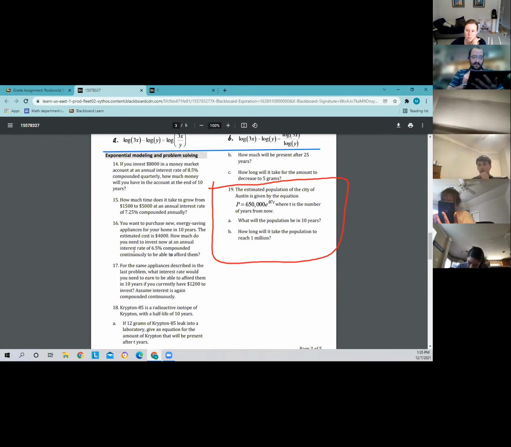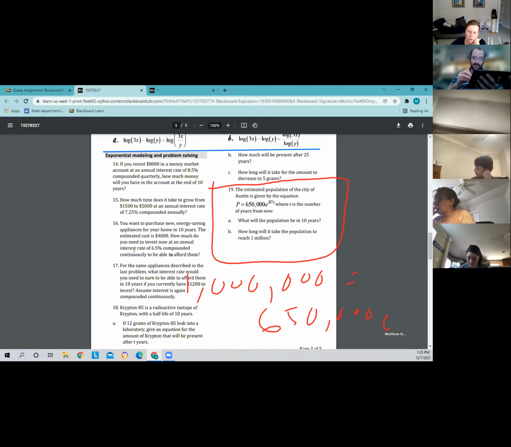How long will it take the population to reach 1 million? What are we doing there? We plug in the A amount equal to 1 million and solve for t. And this is equal to that formula they give us, right? 1 million is equal to 65,000 e to the 0.07t. And then we're going to have to divide, and then we're going to have to do a natural log.